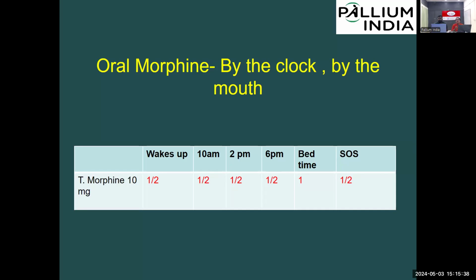and give half the dose again. So we are trying to attain a stable analgesic level in the blood throughout the night with the double dose at bedtime. Usually at bedtime, we give a double dose. And the patient is given the same dose, 5 milligram, as SOS dose, as a rescue dose to be used whenever needed.